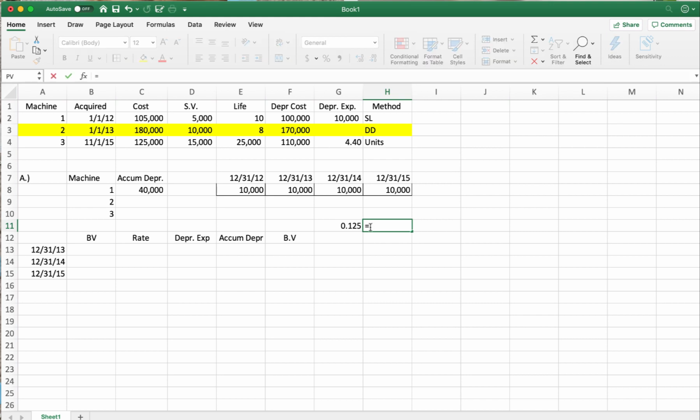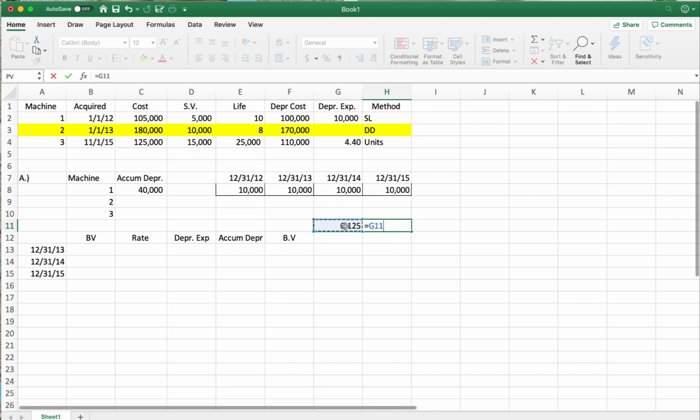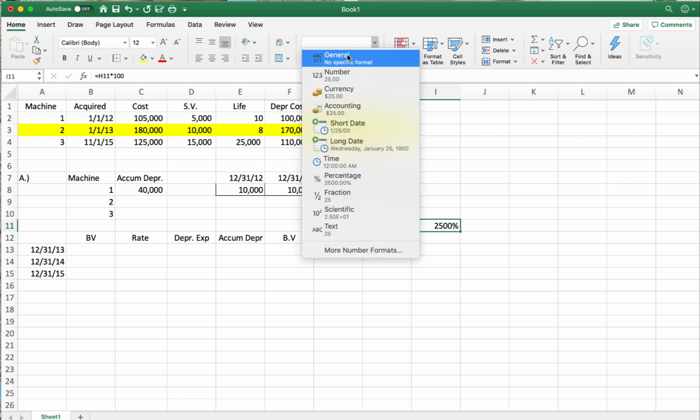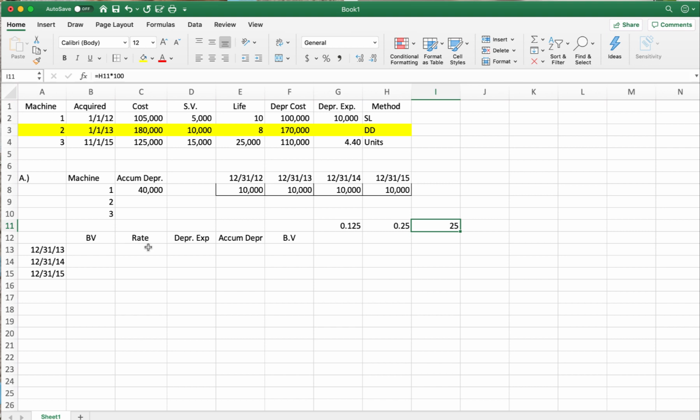That's the percentage, right? But I need to multiply this by 2. Why? Because it's double declining. I get 0.25. Then I multiply my 0.25 by 100, and I get 25%. Okay? So what's my rate? 0.25 each year. So let's just go year by year, okay?